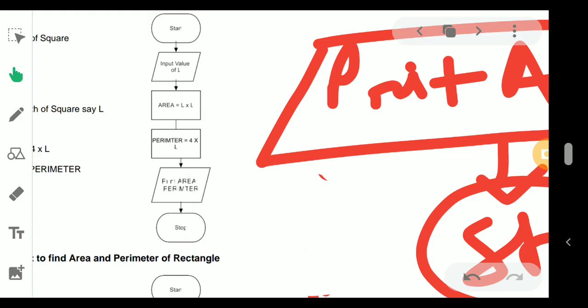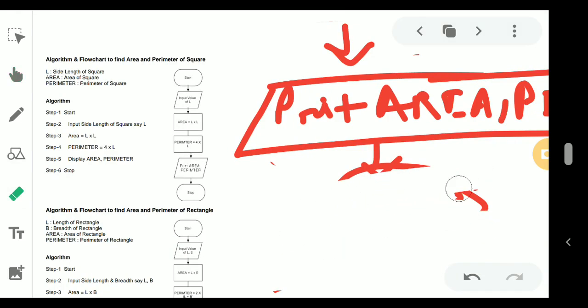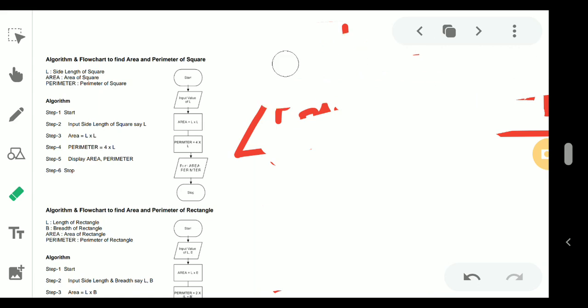In this way we are drawing the flowchart. I hope it is clear. Now we are moving to the next algorithm as well as flowchart.